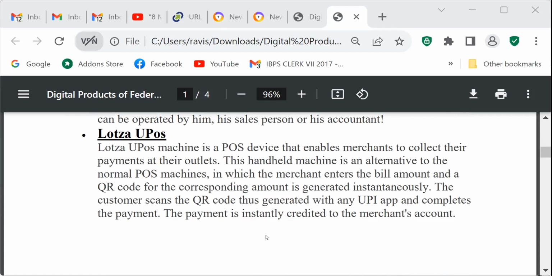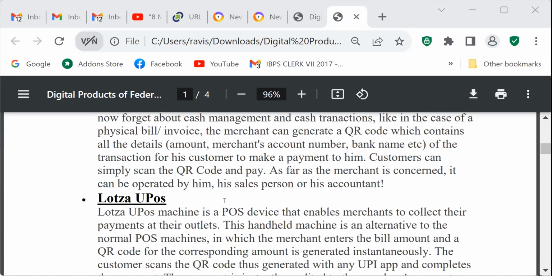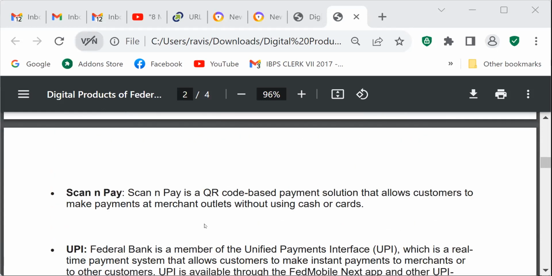Very good. Continue. Lotsa UPOS. Lotsa UPOS machine is a POS device that enables merchants to collect their payments at their outlet. This handheld machine is an alternative to the normal POS machines in which the merchant enters the bill amount and a QR code for the corresponding amount is generated instantaneously. The customer scans the QR code thus generated with any UPI app and completes the payment. The payment is instantly credited to the merchant's account.